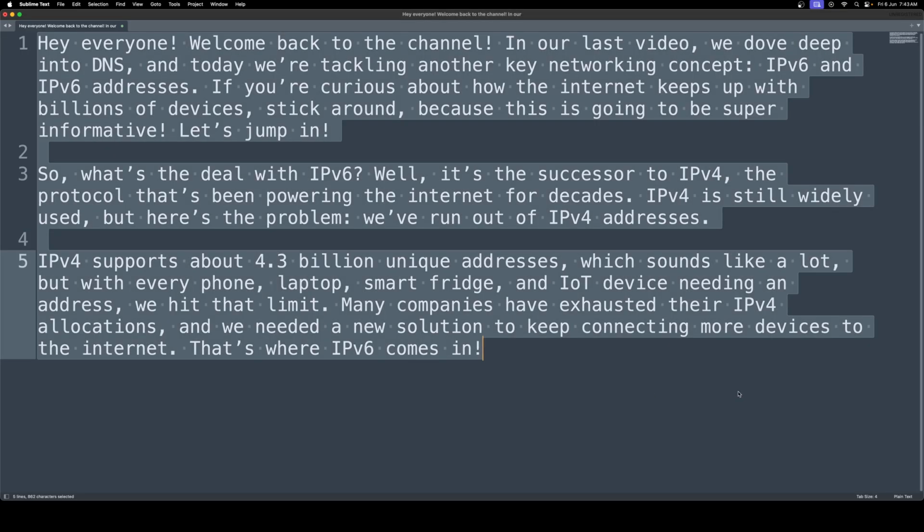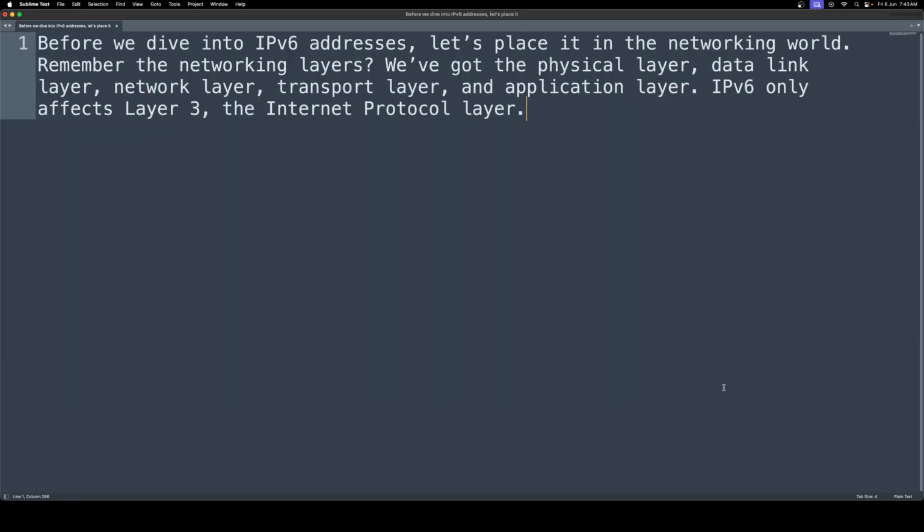Okay, so now IPv6 in the networking layer. Where will it come in the networking layer? We know about the networking layers, right? First one is the physical layer, next is the data link layer, the third is the network layer, the fourth is the transport layer, and the last one is the application layer. If you remember carefully, I have explained the networking layers. Before we dive into the IPv6 address, let's place it in the networking world. IPv6 affects only the network layer.